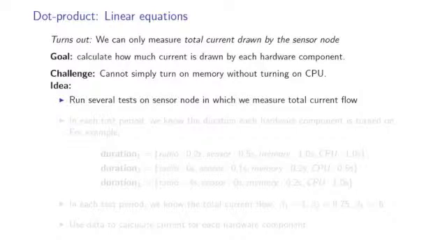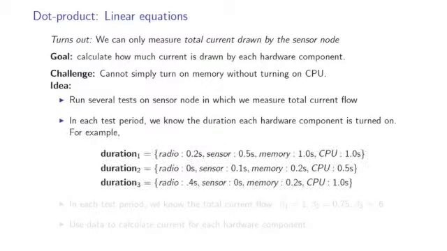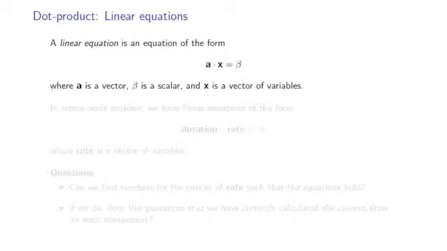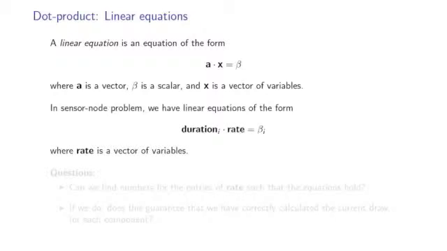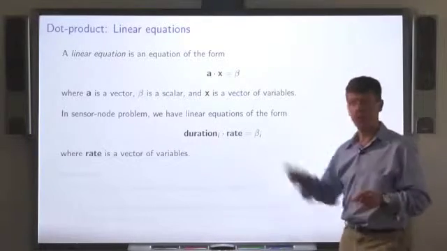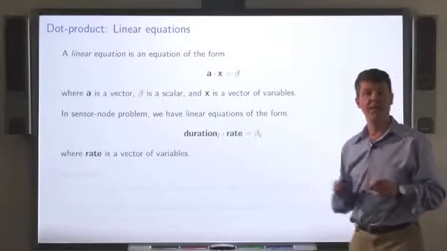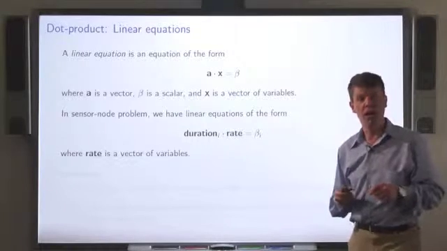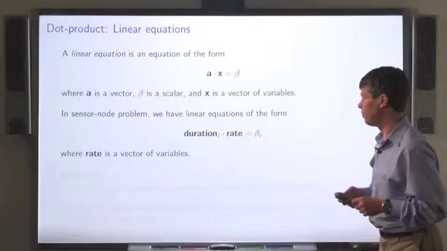So here's the idea. We run several tests on the sensor node, and in each test we have an idea of how long each component is on during the test. We measure the total amount of current flow during that test. And now we can set up a linear equation for each test period that says that the dot product of the duration vector for that test period with the rate of consumption is some specified amount, the total draw of energy during the test period.